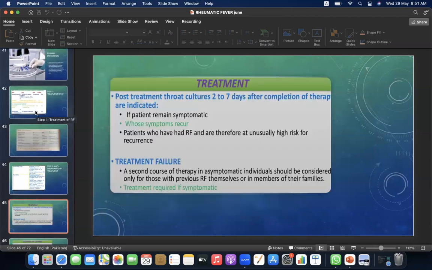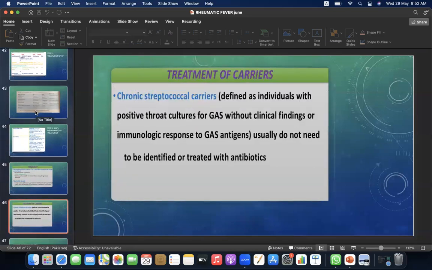Post-treatment throat cultures 2 to 7 days after completion of therapy are indicated if the patient remains symptomatic, whose symptoms recur, or patients who have had rheumatic fever and are therefore at unusually high risk for recurrence. In treatment failure, a second course of therapy in asymptomatic individuals should be considered only for those with previous rheumatic fever themselves or members of their families. Treatment is required if symptomatic. Chronic streptococcal carriers, defined as individuals with positive throat cultures for group A streptococcal infection without clinical findings or immunologic response to group A streptococcus antigens, usually do not need to be identified or treated with antibiotics.